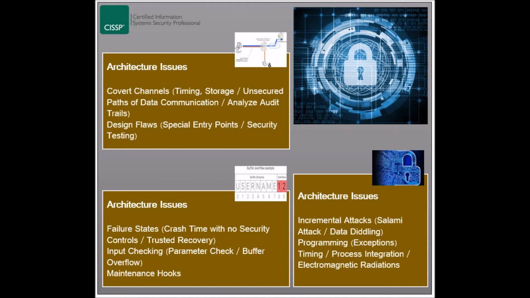Process integration issues occur when new processes or technologies are introduced, where the security status of the architecture is still unknown. Finally, electromagnetic radiations could be intercepted by attackers, giving them the capability of recreating the original content, and the best way to reduce this risk is by using shielded cables, and ensuring the physical security of the devices and facilities.